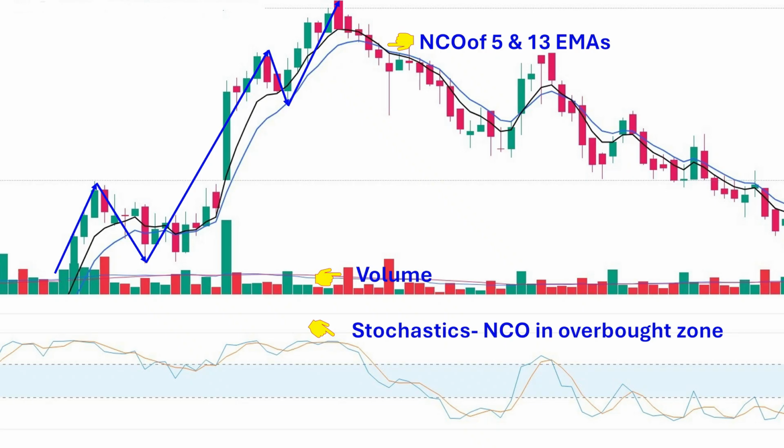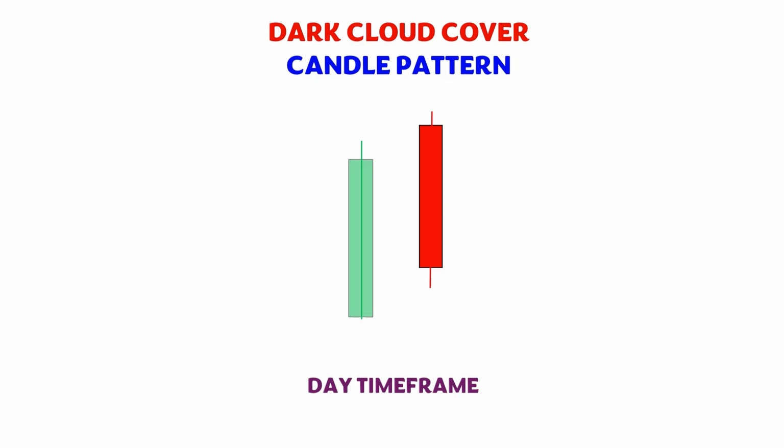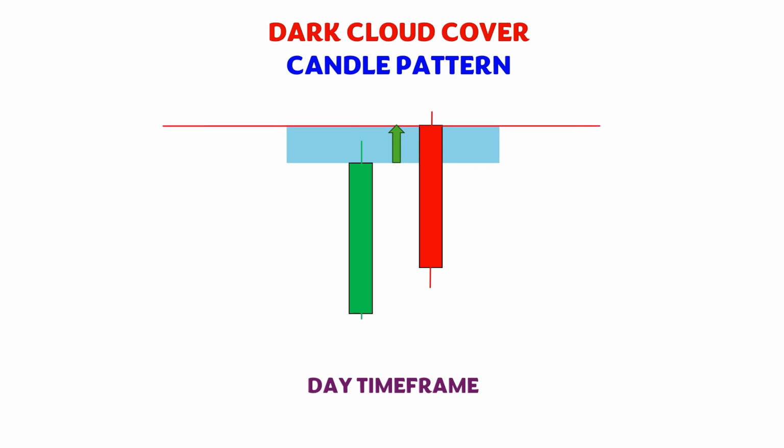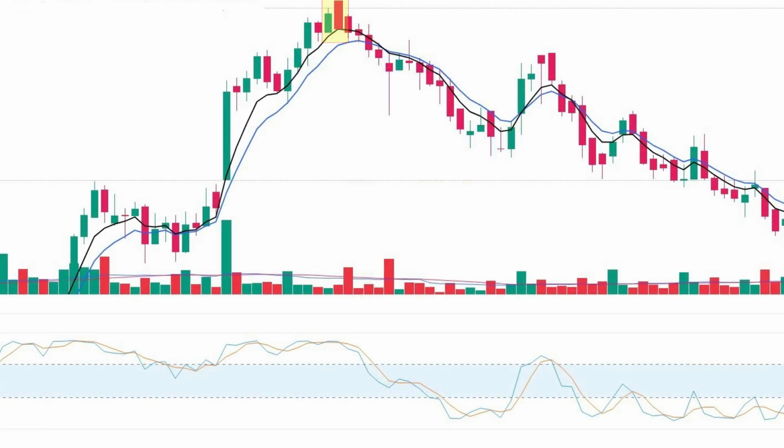The dark cloud cover pattern is a two-candle formation that appears at the top of an uptrend. The first candle is bullish and long-bodied, showing strong buying pressure. The next day, the market gaps up open at resistance level, giving traders a sense of continued strength, but during the session, sellers start a counter-attack and take control, and the price closes more than halfway down into the body of the previous green candle. This sudden shift from bullish to bearish sentiment forms the dark cloud signal, a clear warning that buyers are losing grip.